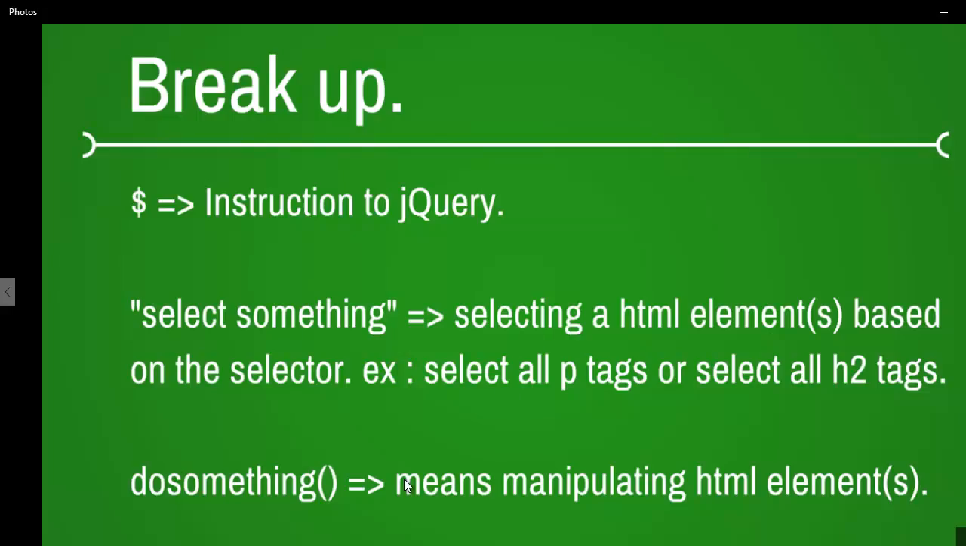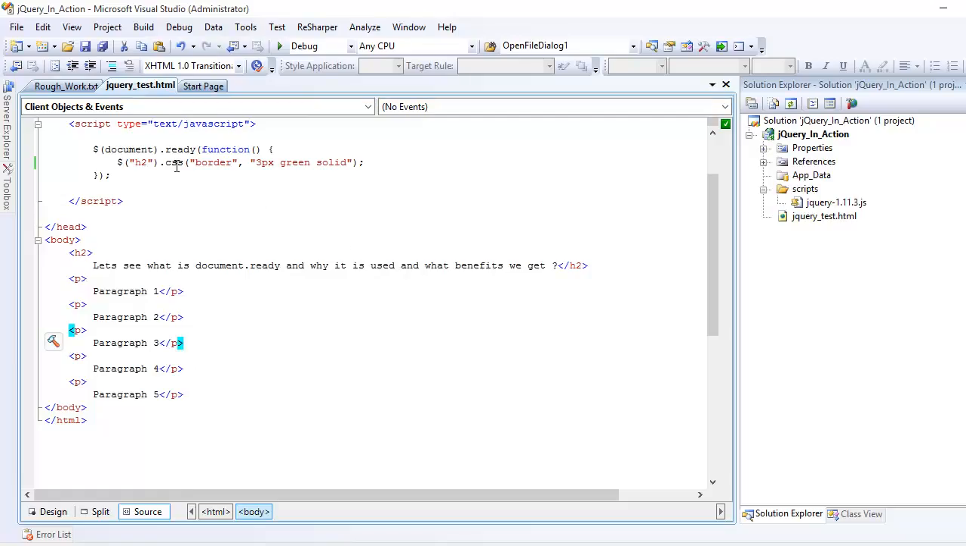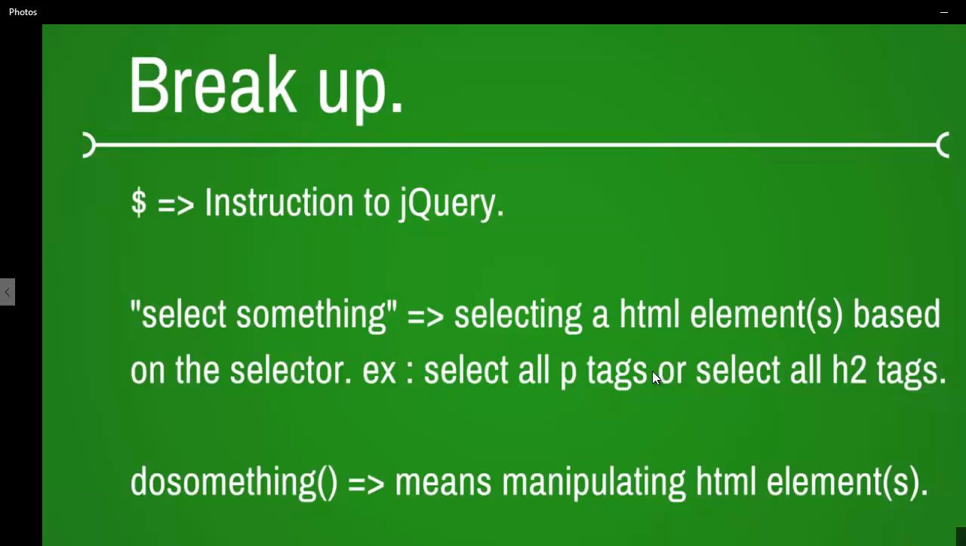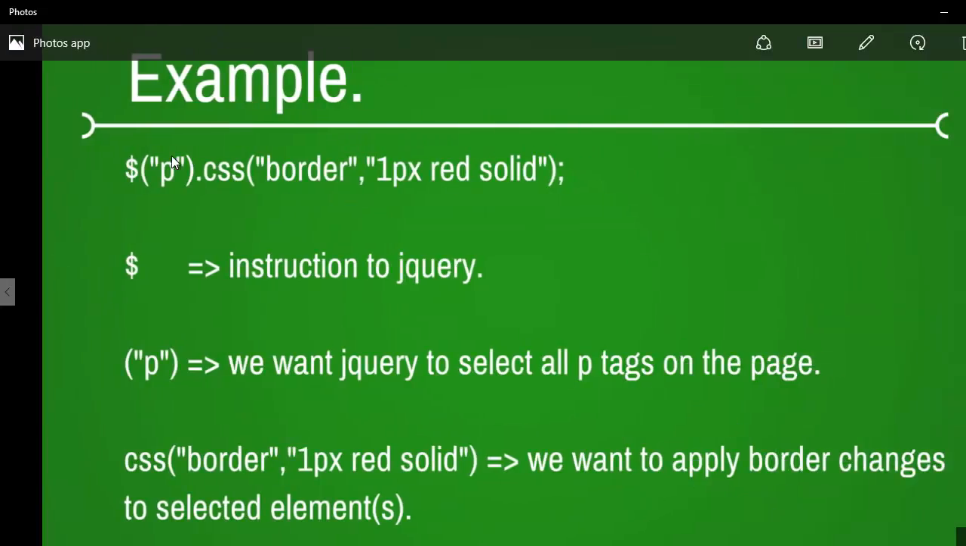And then do something means we are manipulating the HTML elements. That means over here we are manipulating the CSS property of the header element. So this is the actual example which I was explaining. Dollar is an instruction to jQuery. P means we want to select all the p tags, or you can put any of the things you want. CSS border means we want to apply border changes to the selected elements. So that's how the instruction works.